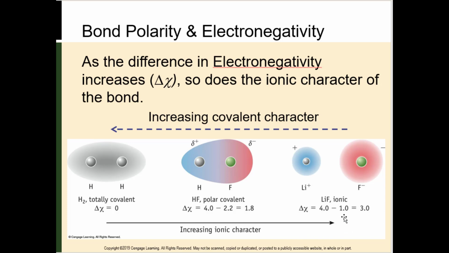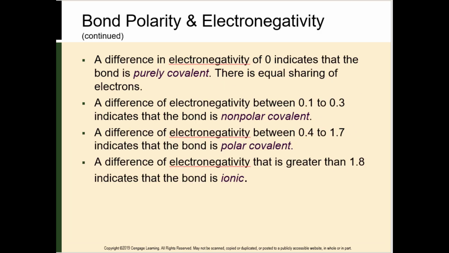And then as I get even more extreme, if I looked up lithium fluoride and took my F, the 4.0, minus Li, the 1.0, I get 3. We can call this an ionic compound here, where I don't have any sharing of electrons anymore. We definitely have given and taken electrons to have a completely positive and a completely negative fluoride.